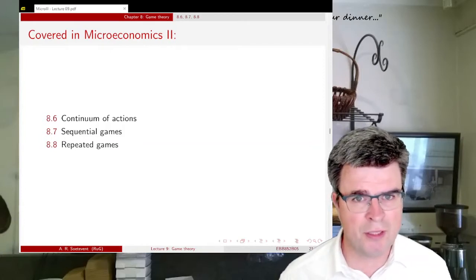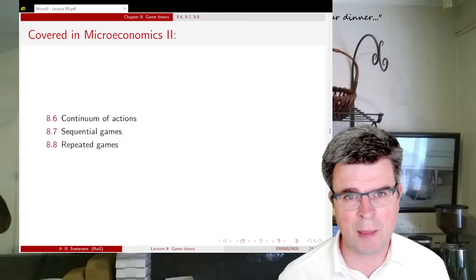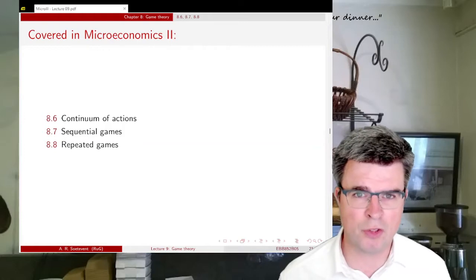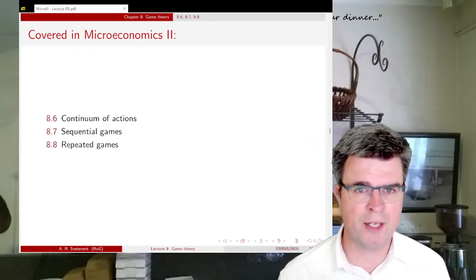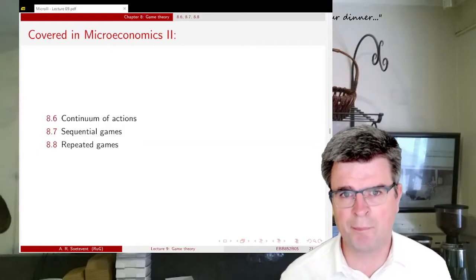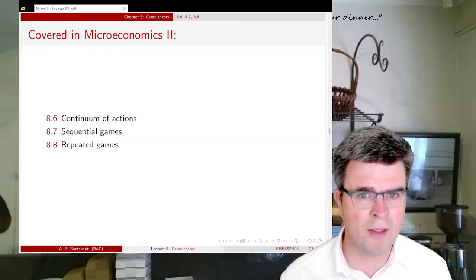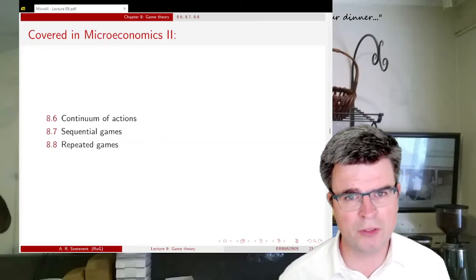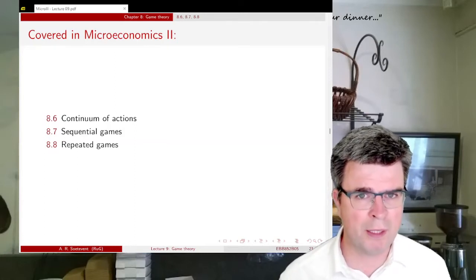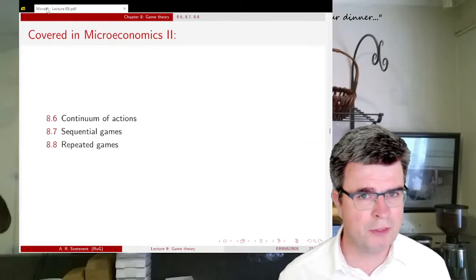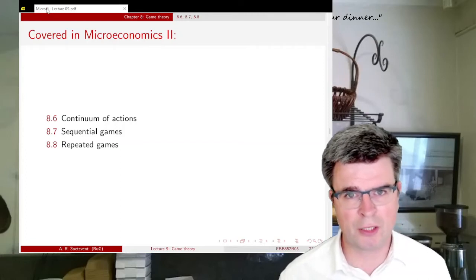Section 8.7 deals with sequential games. What if players do not choose simultaneously, but the action of player 1 is followed by the action of player 2, and player 2, in deciding, can take into account what he or she has observed player 1 doing? And then in section 8.8, repeated games is the topic. What if players do not meet each other only once to play a game, but play the same game repeatedly with each other? But as said, I don't discuss these sections explicitly here.